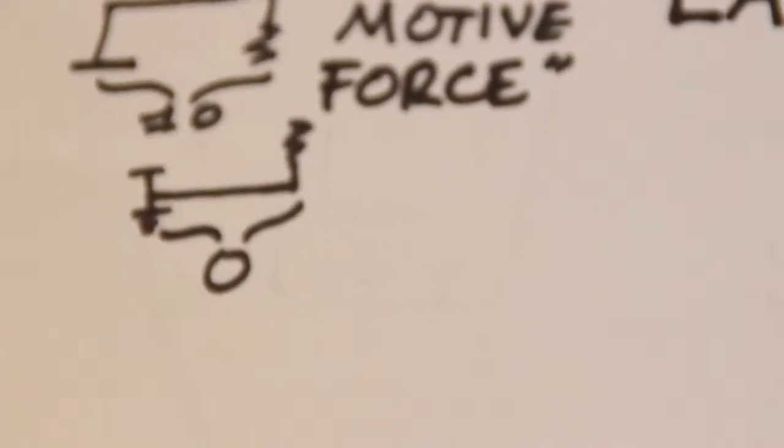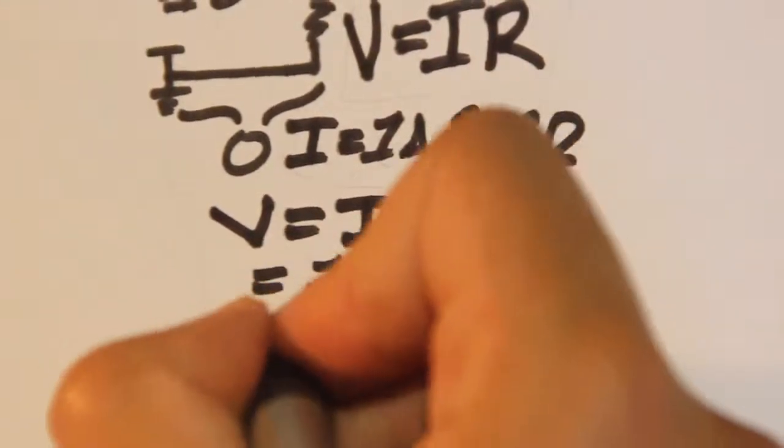Now V equals IR, that is Ohm's law, that's exactly it. So putting in the formula, let's say we have a current of 1 amp, resistance of 2, V equals IR, 2 times 1, 2 volts.